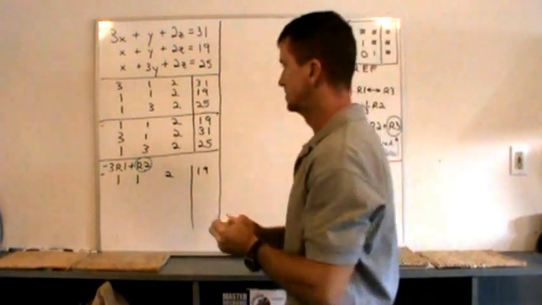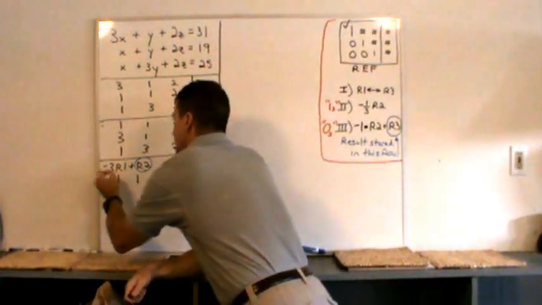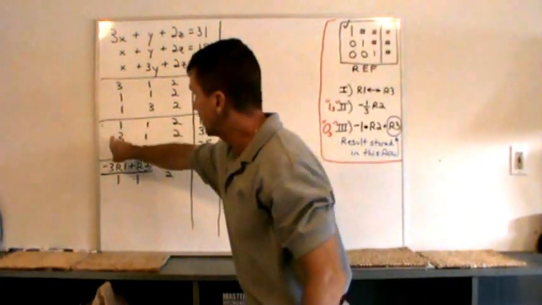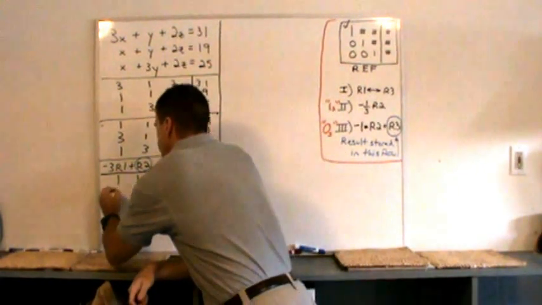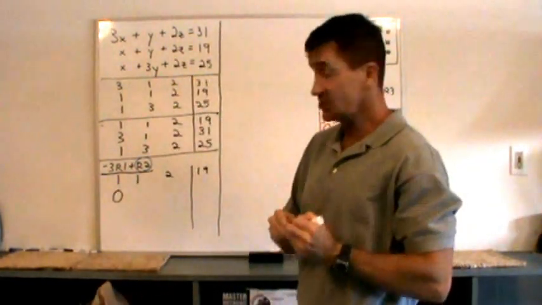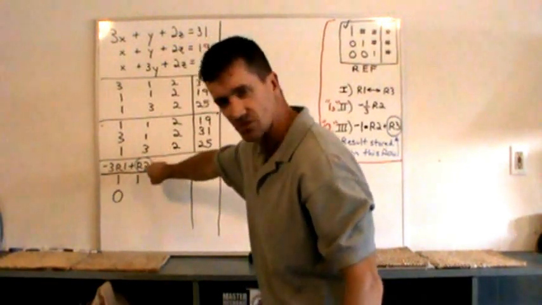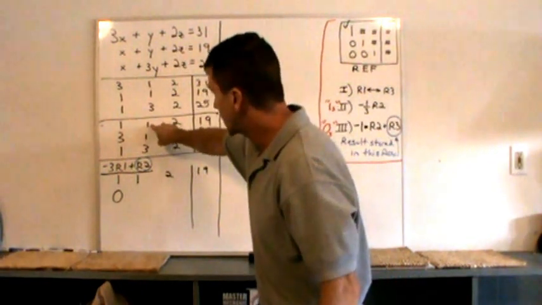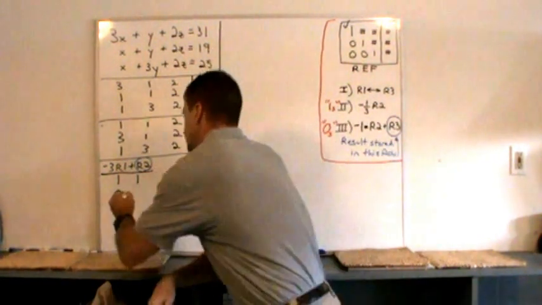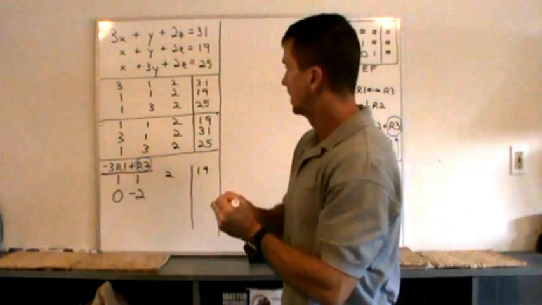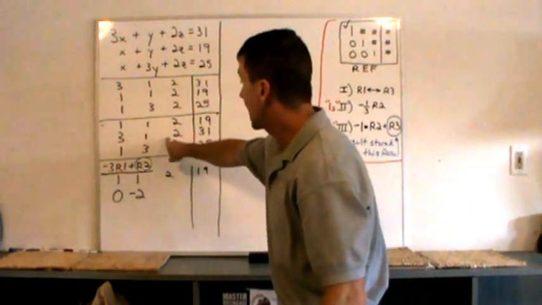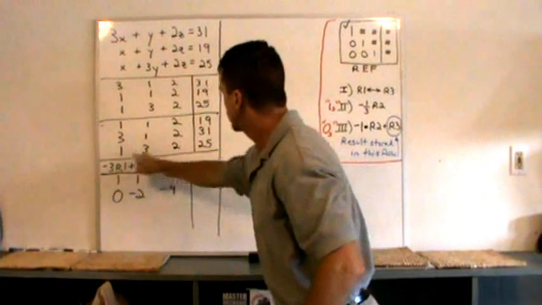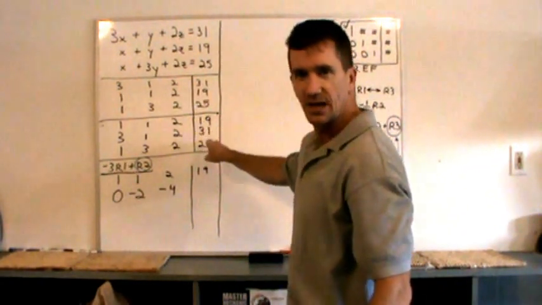Now, here we go. I'm multiplying -3 times row 1, and then adding it to row 2. -3 times a 1, add a 3 is 0. Boom. That just replaced the value in row 2. That's what we're saying here. That's why I circled row 2. It's going to replace that value. But I have to do it for each corresponding pair of values. So, -3 times 1, add a 1, -2. -3 times a 2, add a 2, -4. -3 times 19, add 31 is -26.